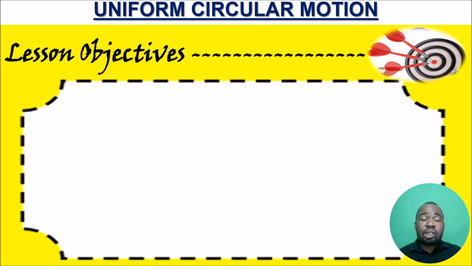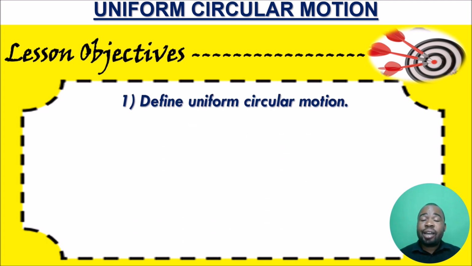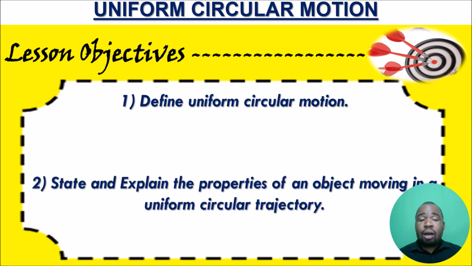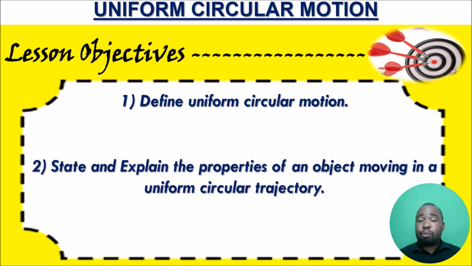By the end of this class, we should be able to define uniform circular motion, after which we'll state and explain the properties of an object moving in a uniform circular trajectory. The key phrase here is uniform circular motion. This is the one which is going to govern our discussion. We're going to concentrate on uniform circular motion.